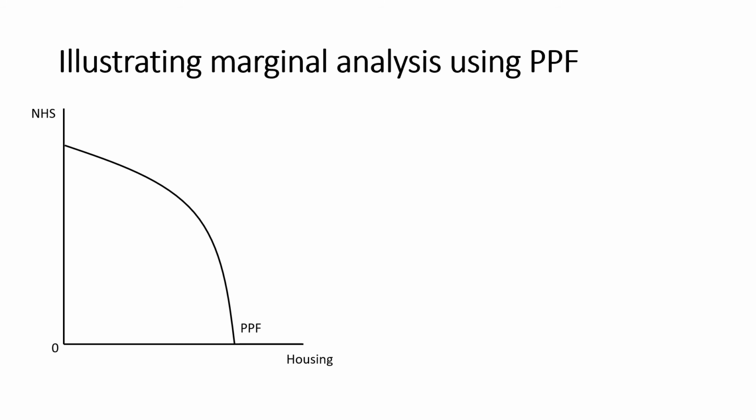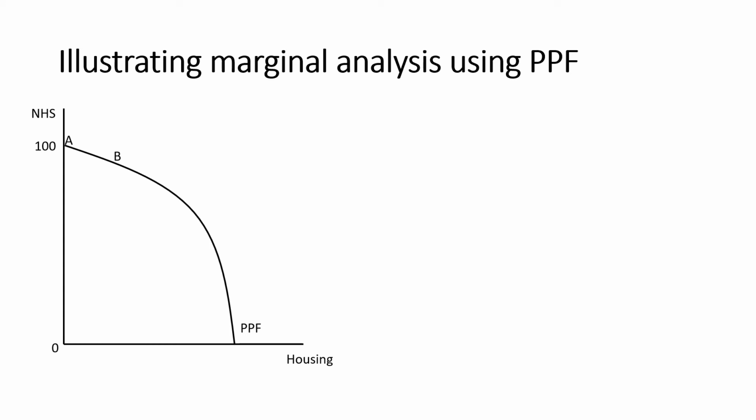So the next thing that we'll look at is how we can use marginal analysis using a production possibility frontier diagram. In this case, my fictitious economy can produce either NHS healthcare or housing. Let's start at point A. At point A, all of our factors of production are going into producing NHS healthcare. There are none lying idle. We can produce 100 units of healthcare, but because there are no factors of production going into housing, our output of housing will be 0.